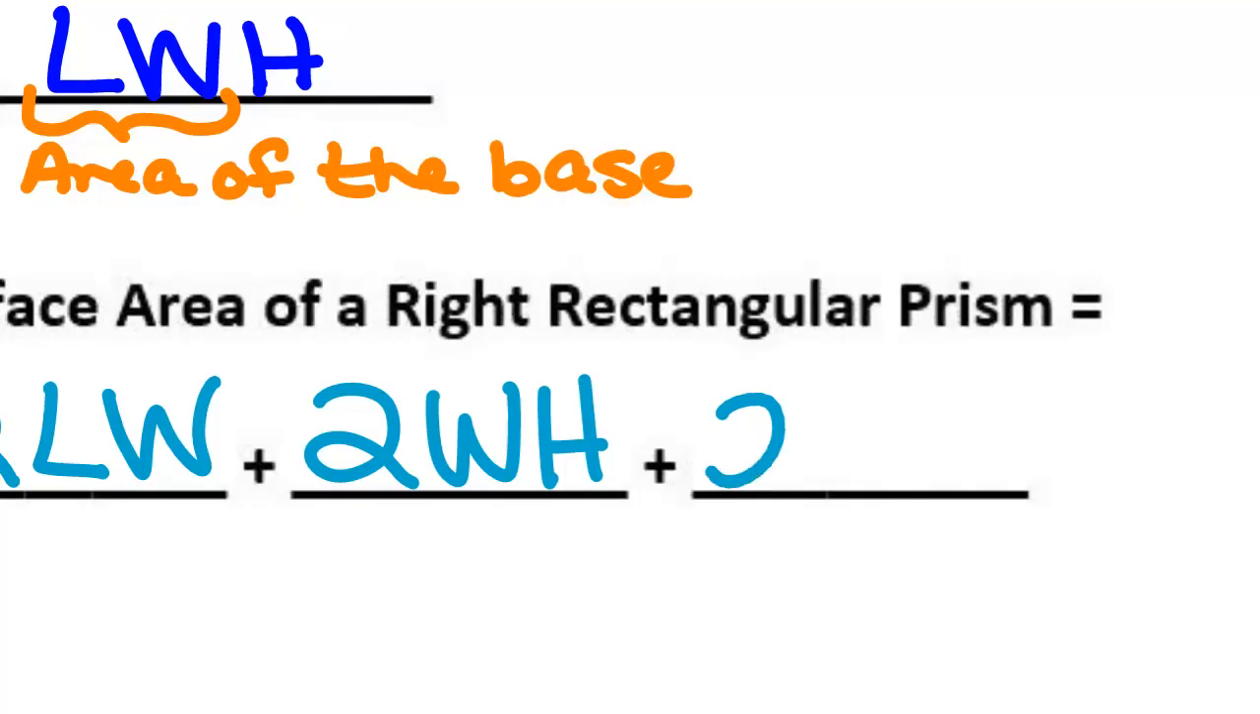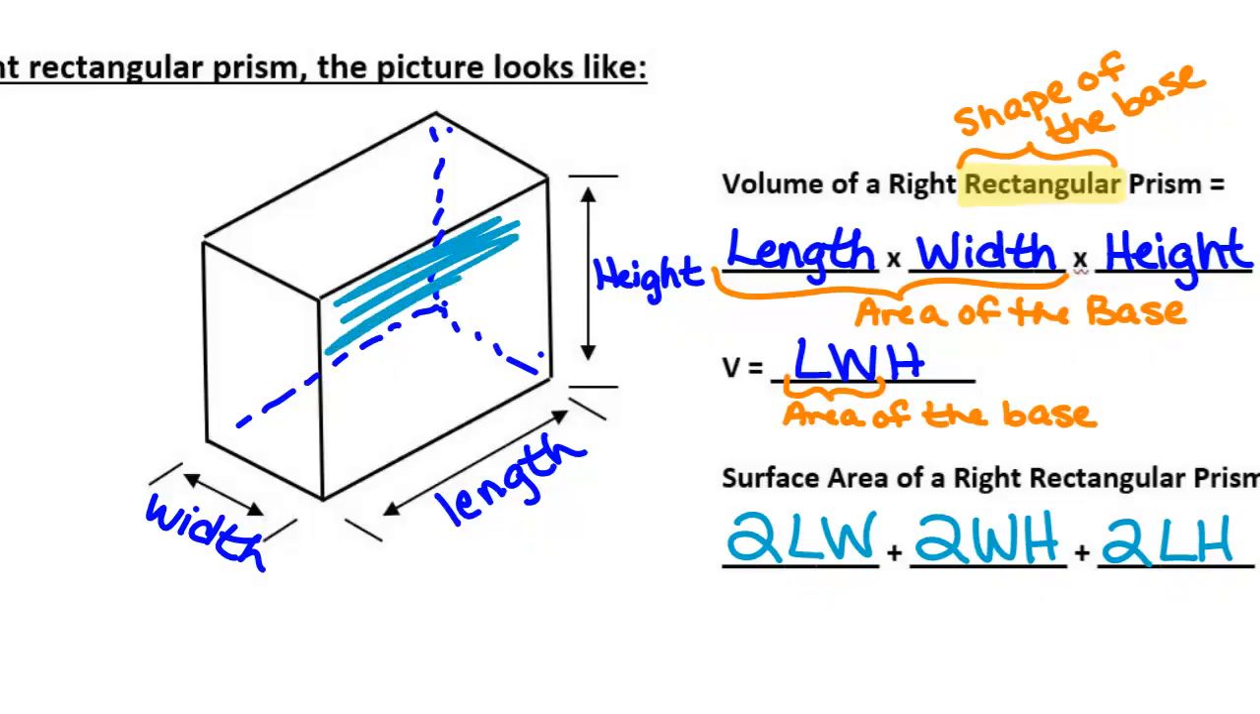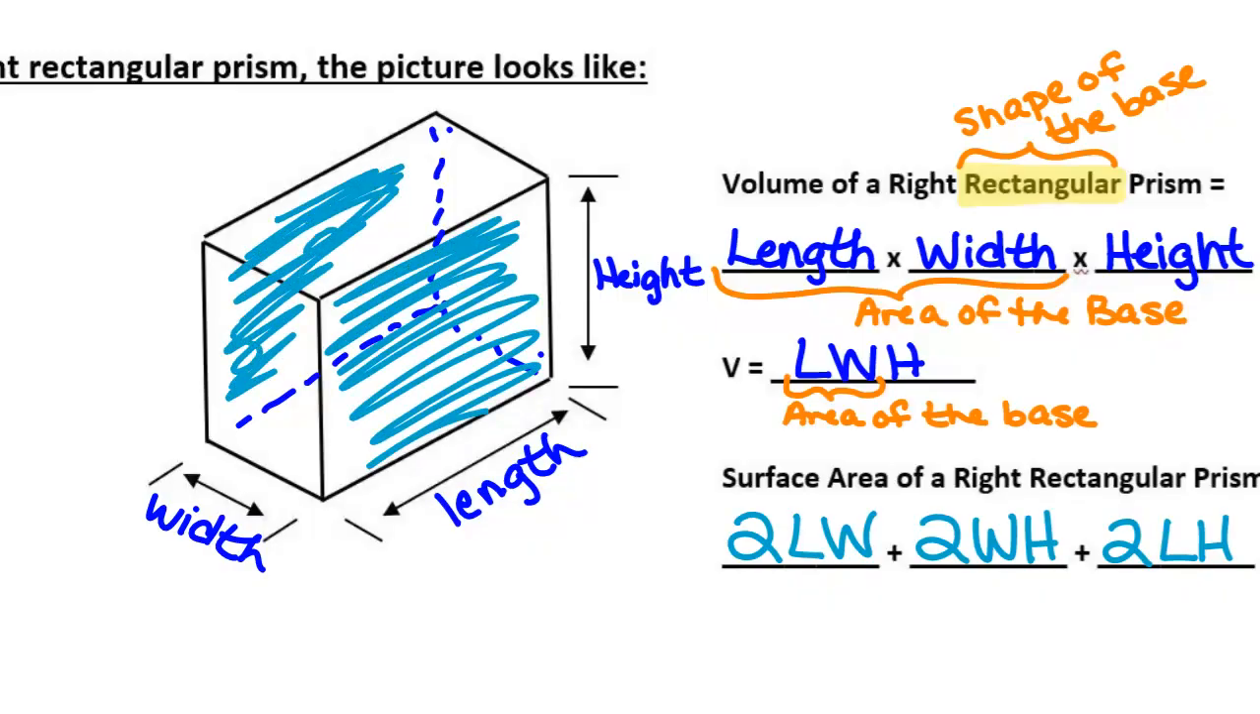And then finally, 2 times length times height. Length times height would be the front face, and then also this back face back here. So we get the front and the back.